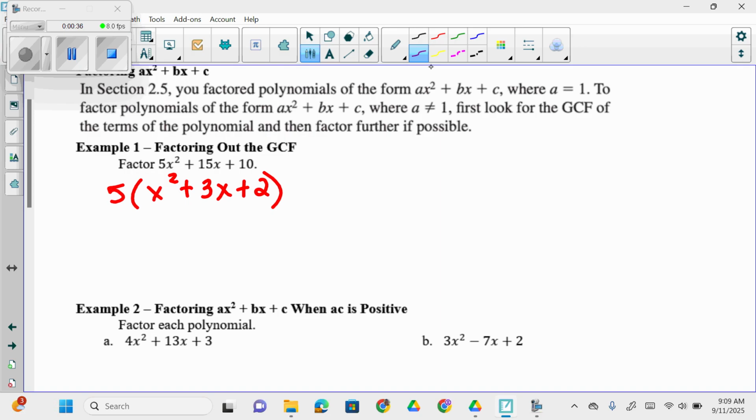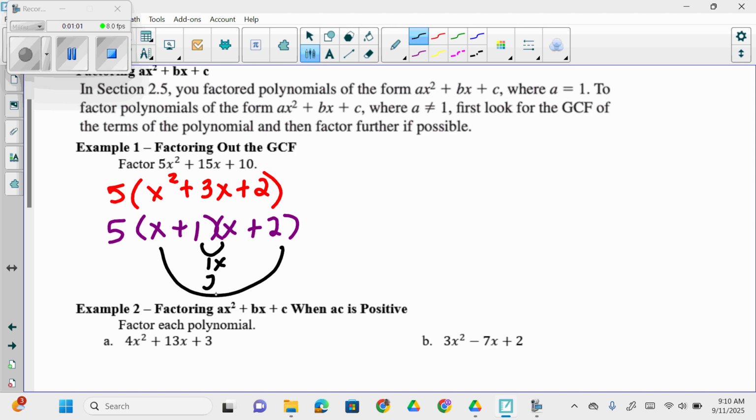Now I'm back to problems like we did yesterday. My a value is 1. I set up my two sets of parentheses. x times x gives me x squared. 2 times 1 gives me 2. And I can check by making a smiley face. So I multiply the middle, I multiply the outside, I add it up. It gives me 3x. That's my middle term. So I know I'm correct.